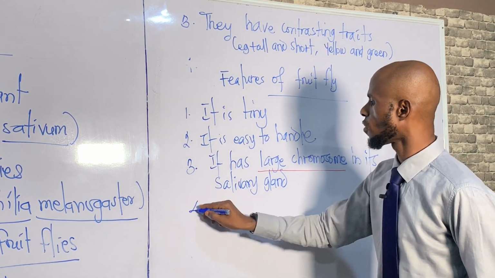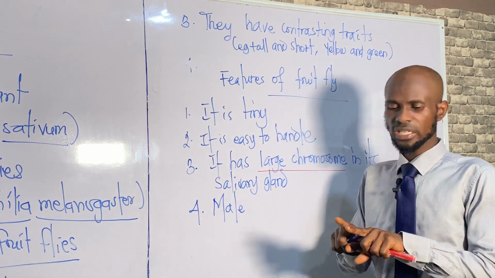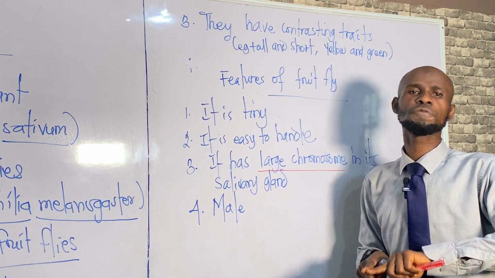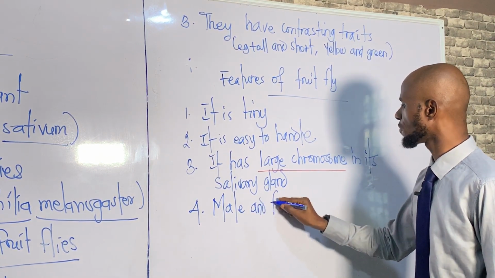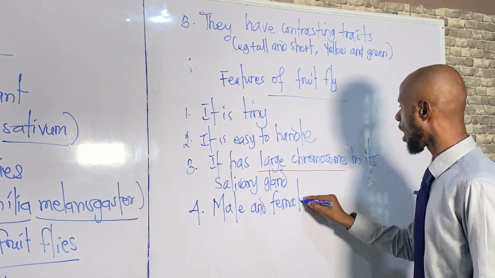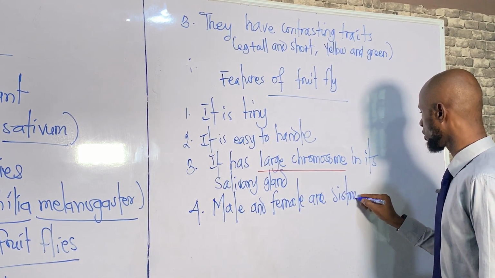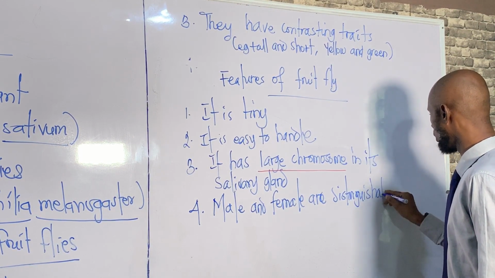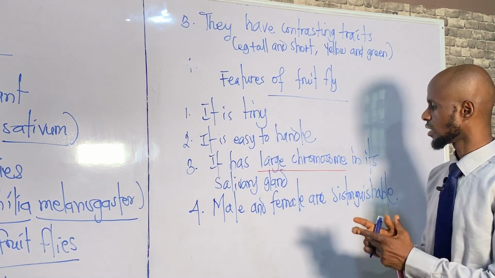Then number 4, male and female. Please take note of this. It is easy to differentiate the male of fruit fly from the female of the fruit fly. So we say male and female are distinguishable.